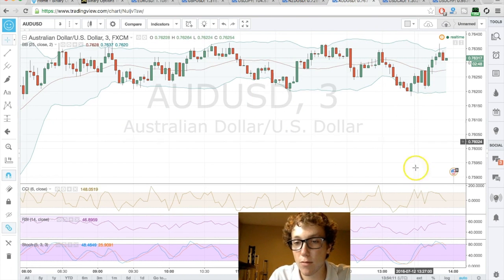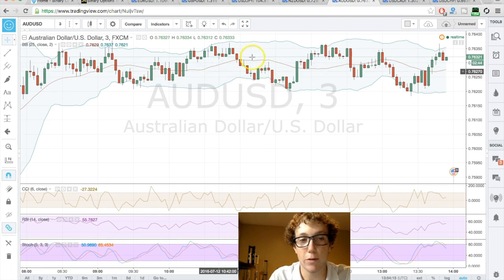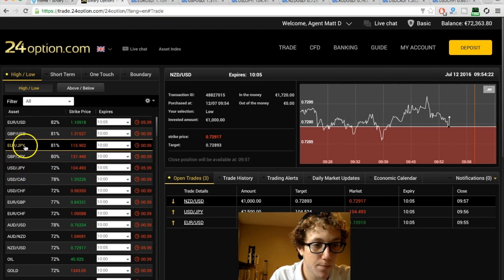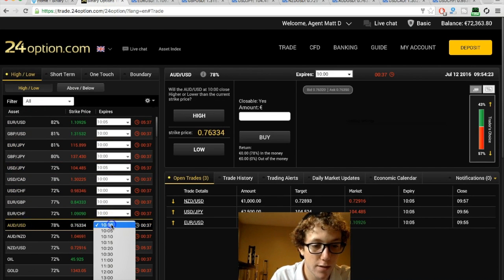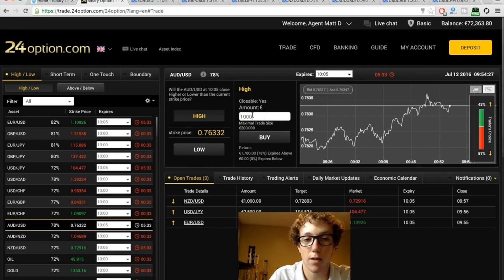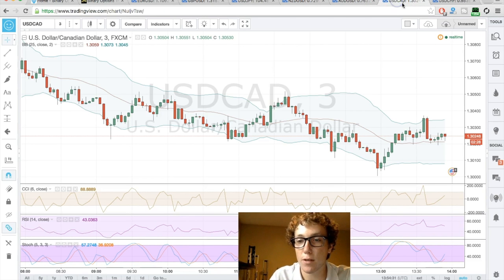Now we have the AUD USD 1300, very strong uptrend that broke through. It was flat, and the uptrend definitely started. So AUD USD will be another call trade. Let's just find that currency pair. 10:05. All right, so we have 4 solid trades. We have 2 currency pairs left.